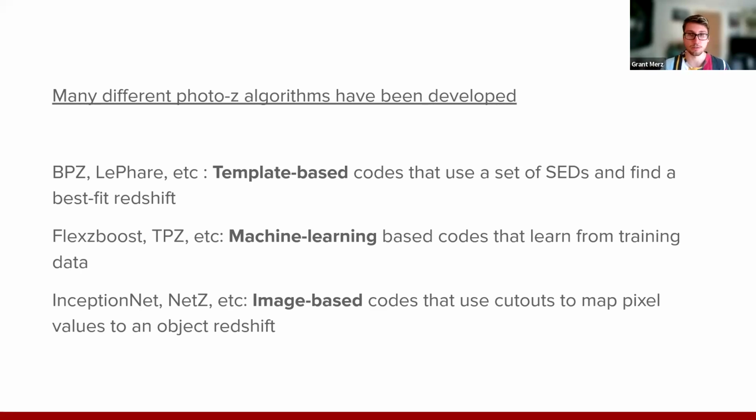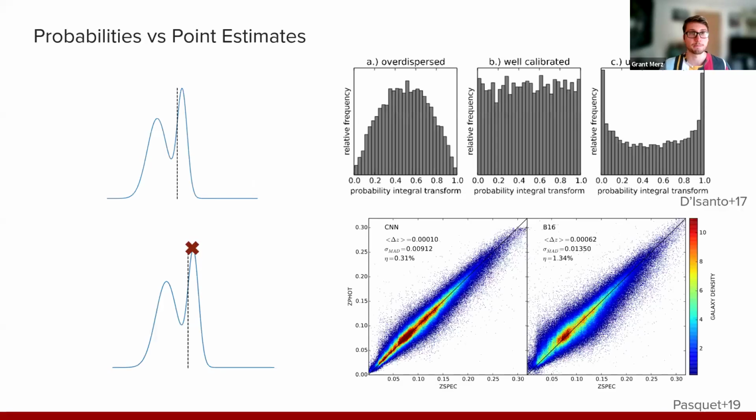However, there is a growing area of research and application of image-based codes that basically just use the pixel level information, taking an image of an object and running it through some sort of deep learning algorithm to get an output redshift for the given object. And rather than a point estimate, we can also get a full probability distribution of a given redshift.